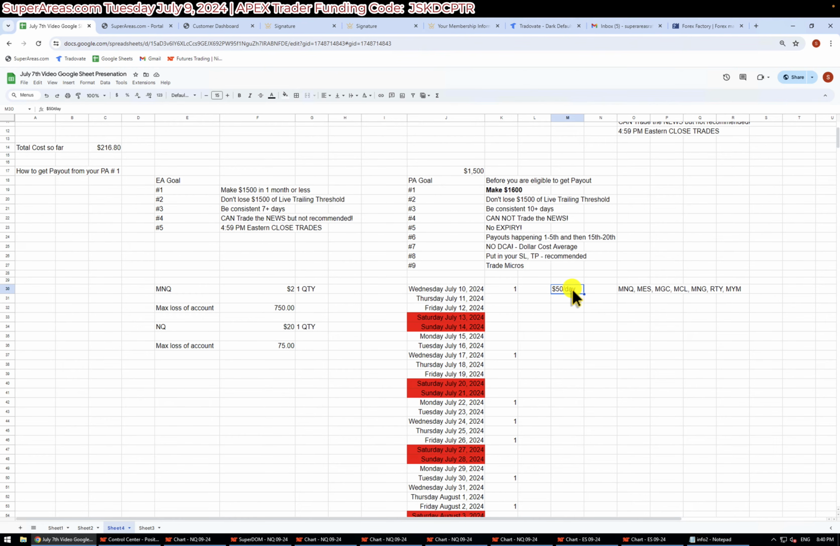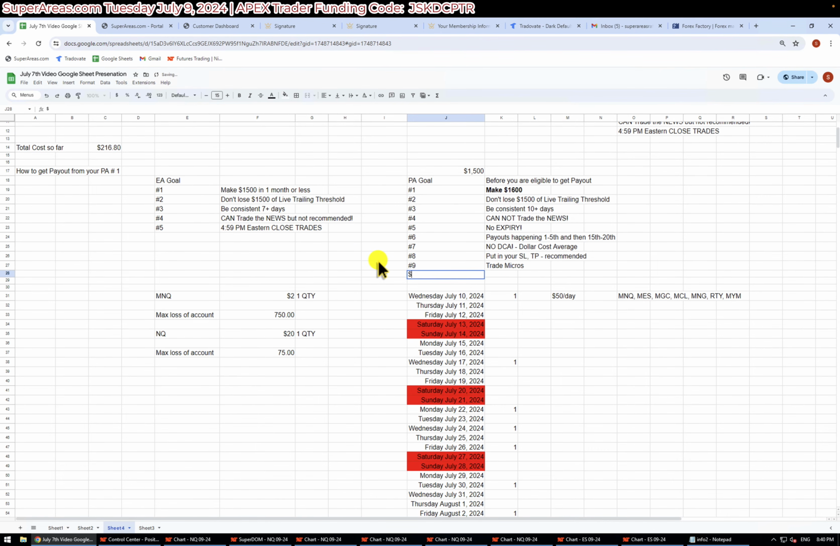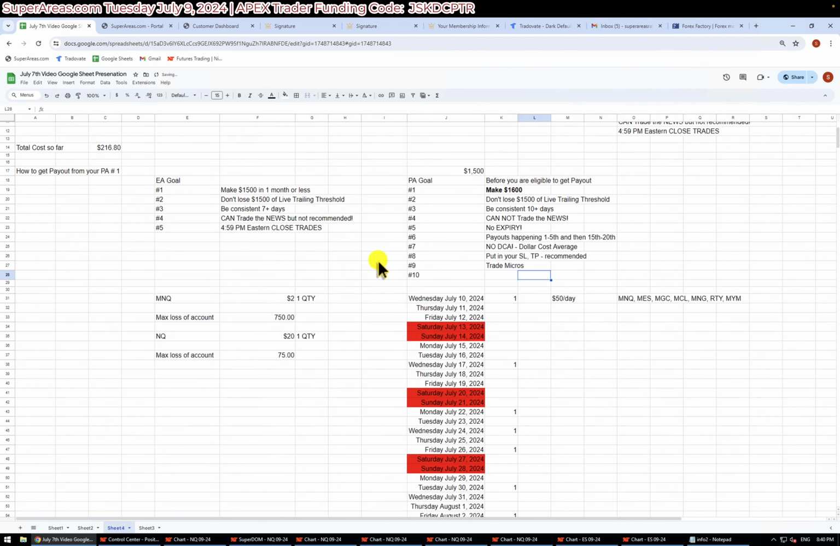Our target is $50 a day. $50, $30, $20, 100. And let me add one more rule, because I just remembered one more rule they have. It's called the 30% consistency rule, of payout amount. Okay, what does this mean?